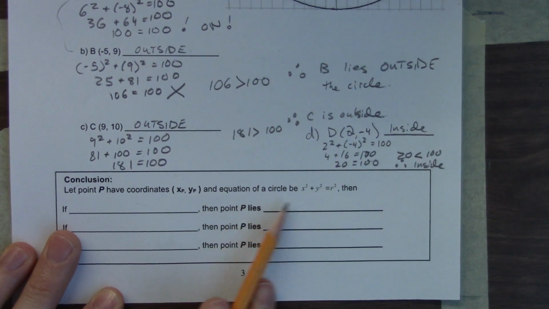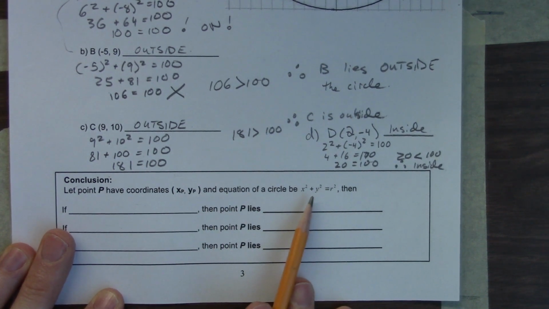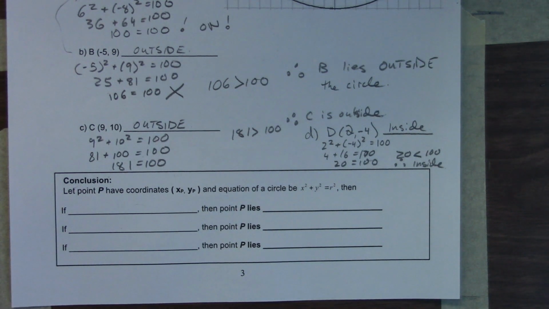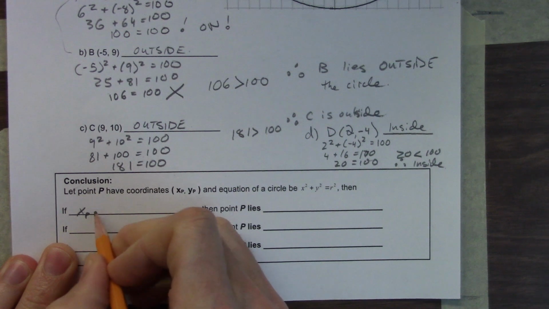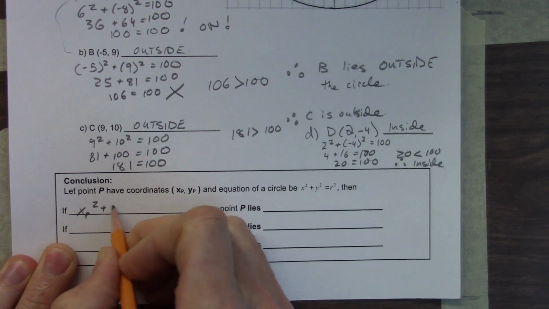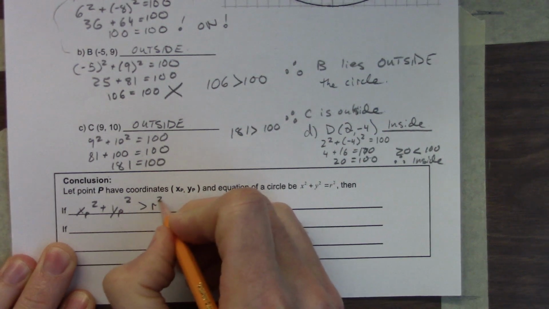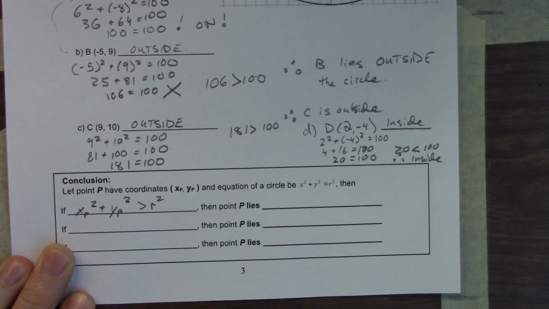Okay, conclusion. Let point P have coordinates x_P and y_P. An equation of a circle can be x squared plus y squared equals r squared. What does this tell us about the circle, if that's the equation? Yeah, engineer? 0, 0, center lies on the origin. Yep, the center lies on the origin, or the center is 0, 0. Okay, so therefore here, if x_P squared plus y_P squared is greater than r squared, then point P lies where?